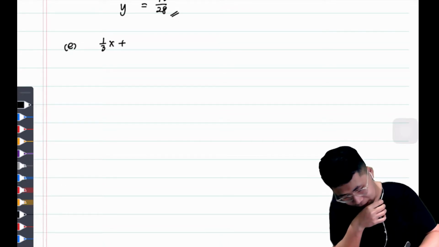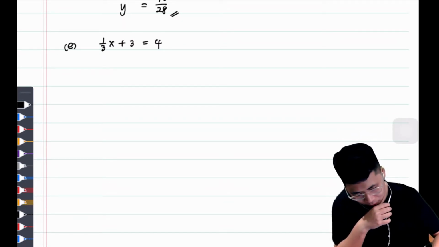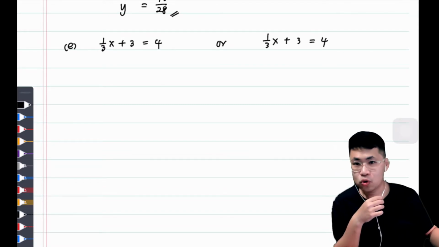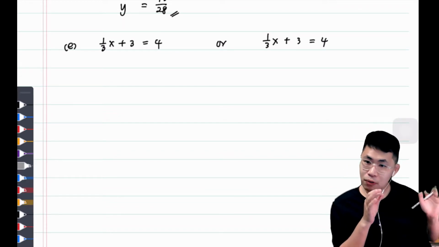Right, I have two methods for part E. So over here, I have 1 over 3 plus x equals 4, or 1 over 3x plus 3 also equals 4. So let me show you two methods. Now, the first method over here is the same as what we've done before.